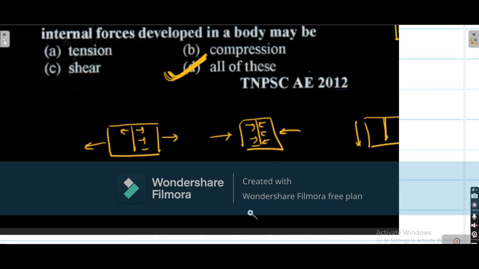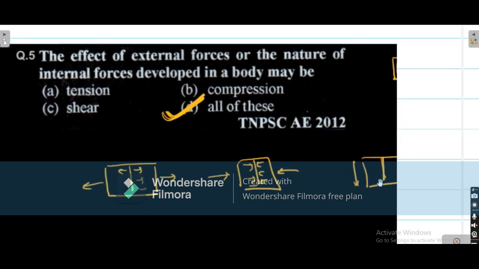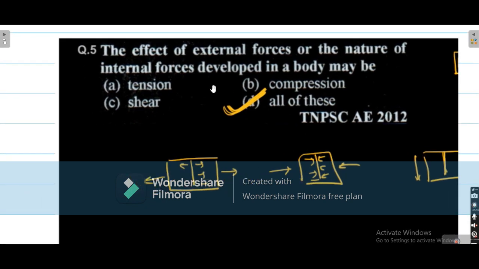Next objective question, from the TNPSC Tamil Nadu State Service Commission: the effect of external force or the nature of internal force developed in a body may be? Actually, there are many types of force. When tension is generated and the body is pulled, it is called tension force. When the bar is compressed, it is a compression force. Similarly, if shear is produced, when parallel forces act at a cross section, shear forces act. This is an example of shear force, this one is compressive force, and this is tension force. So external force has many types.